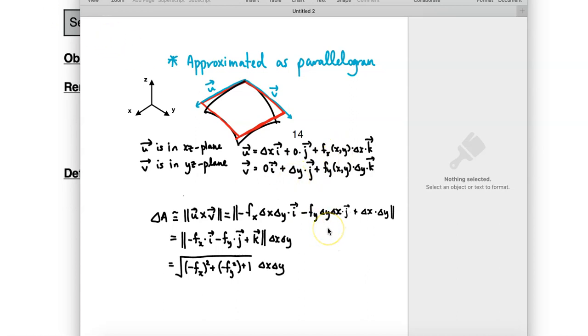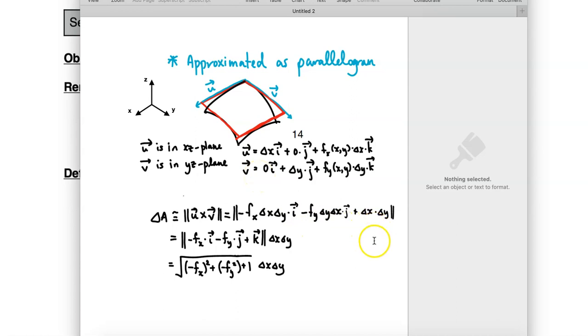And then for the second component, it's minus delta x fy plus fx times 0, so we get this second component of the vector. And then eventually for the last component of that perpendicular vector, it's delta x times delta y minus 0. So we have our perpendicular vector.